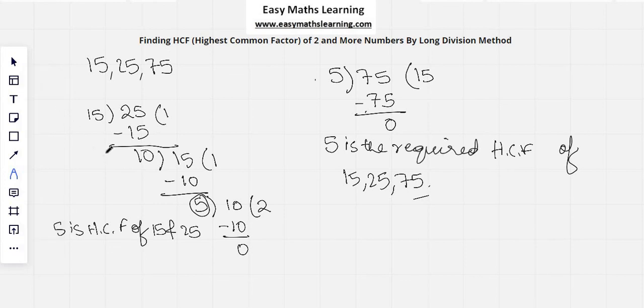So this is the process of finding the HCF of two or more numbers. Even if it is four numbers or five numbers, we will follow this concept and find the HCF.